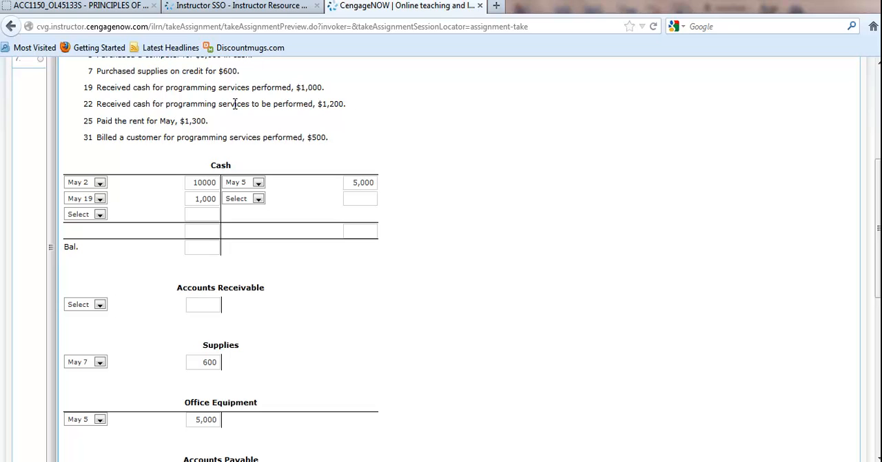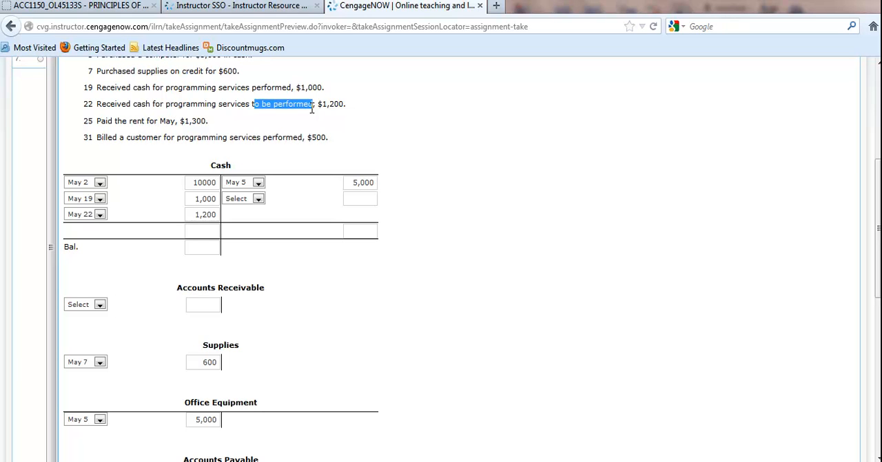Received cash for programming services to be performed. That "to be performed" is our indicator that they have not yet been performed, but they will be performed in the future. Nevertheless, we still received cash, $1,200 to be exact. So I need to record that $1,200 that I actually received in cash. And anytime you receive cash, you ask yourself, why did I receive cash? Well, because I'm going to perform services later.